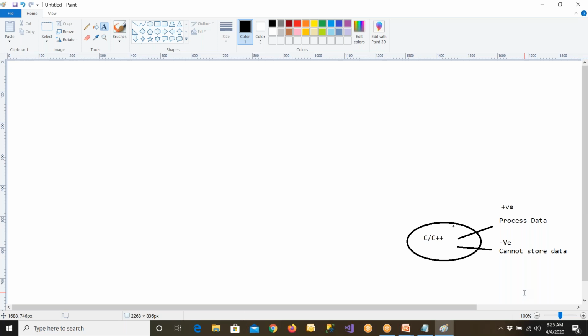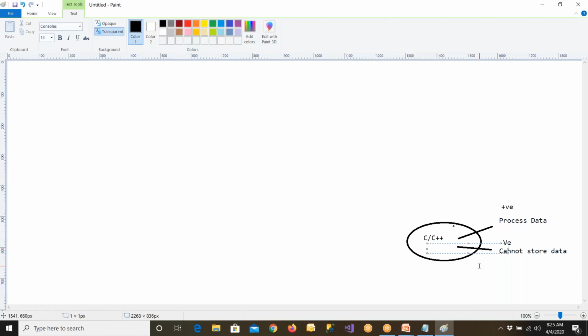A language cannot store data. That is the big issue of the language even today. Any language you take, .NET cannot store data. You take Java, Java is a language, it cannot store data. Am I clear? These languages were invented, as we know, in the 1960s and 70s.